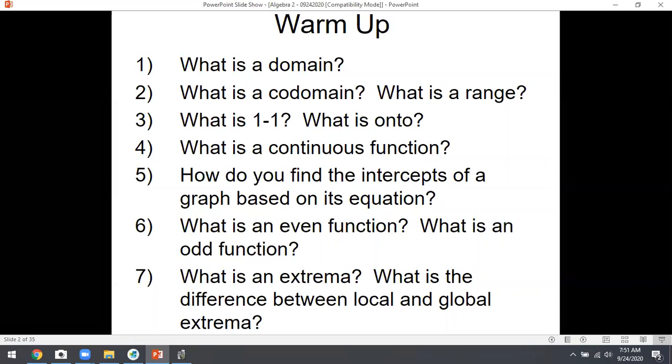Our warm-up today is very much an oral one. Just kind of redefining some vocab. I'm not going to do anything on the board for it, though. What's a domain, guys? What do you guys think? Answer?